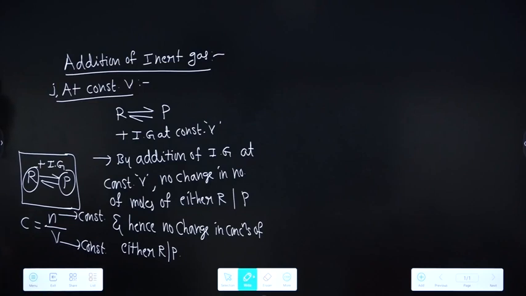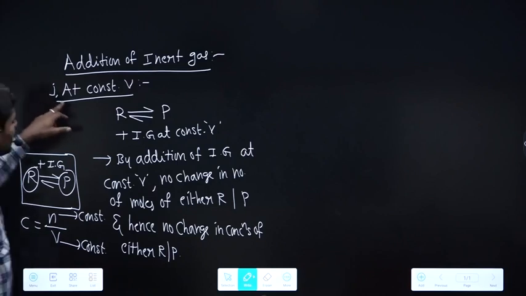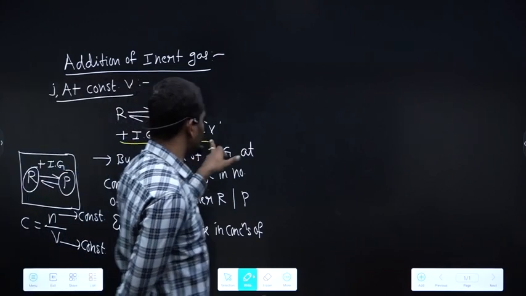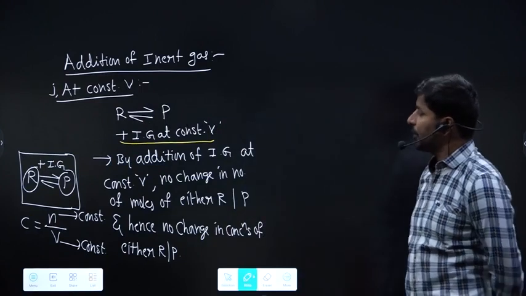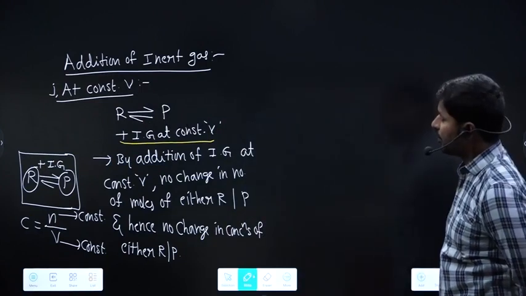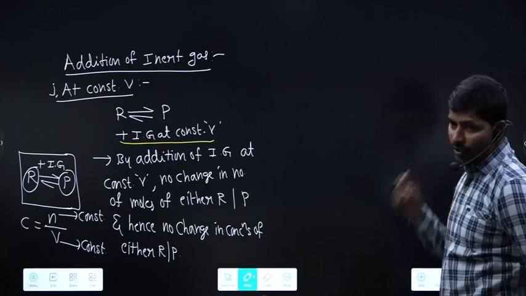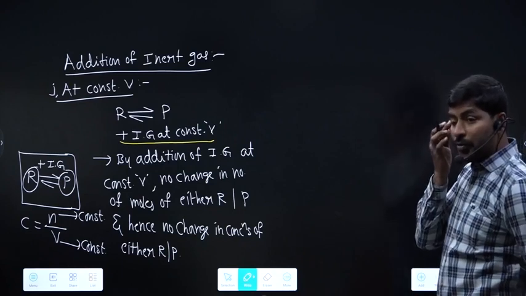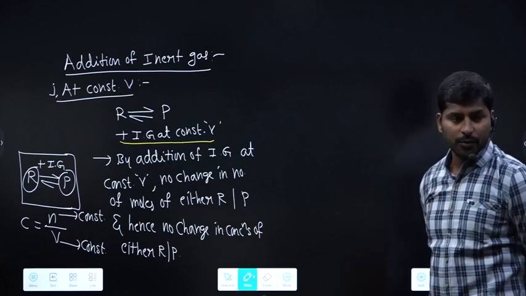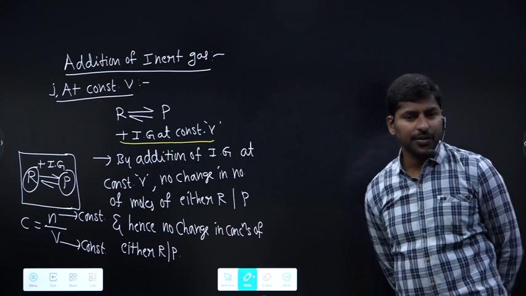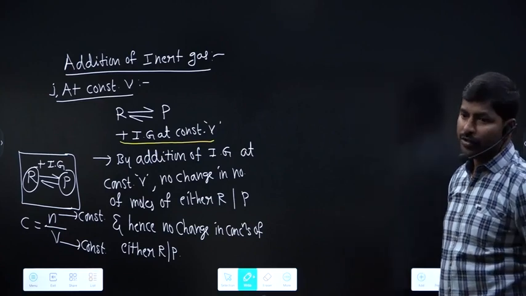Okay, so equilibrium is not affected by addition of inert gas at constant volume. So equilibrium is not affected. Finally, you write: so equilibrium is not affected by addition of inert gas at constant volume.